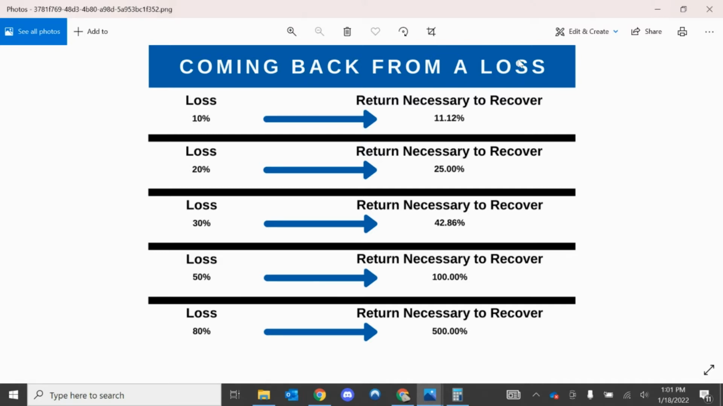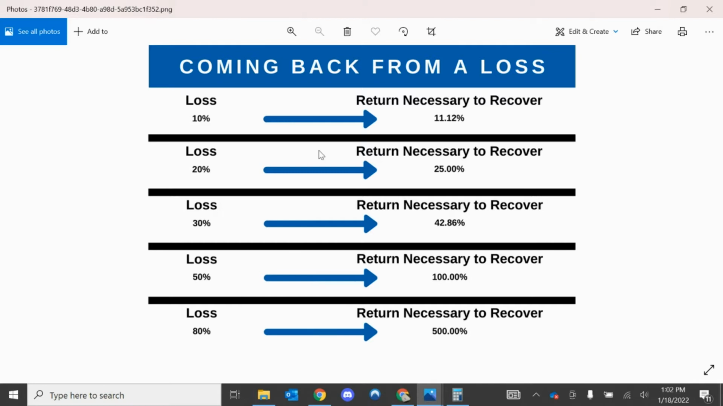Now, coming from this picture here, coming back from a loss, this is kind of a brief intro into what I'm describing. A 10% loss from your overall trading portfolio means you have to gain an 11.12% gain to recover from that previous 10% loss. Now, this may sound kind of minimal at first, but it really adds up when you start losing more and more of your account. And hence why when risking, you want to only risk 1%.